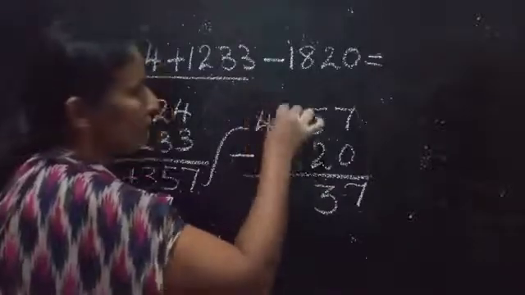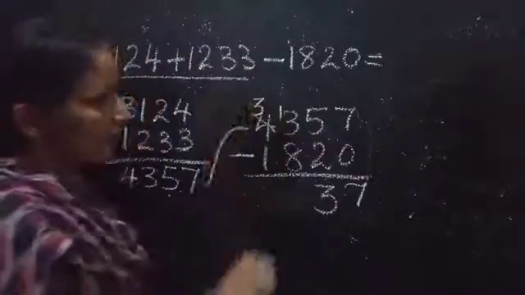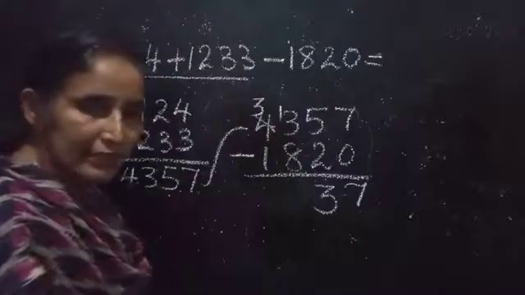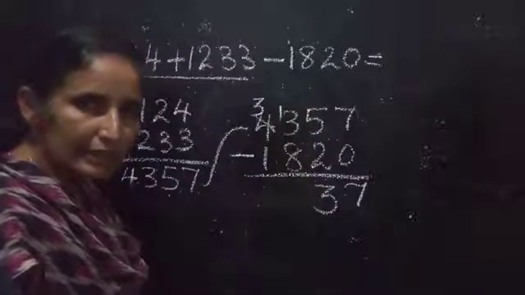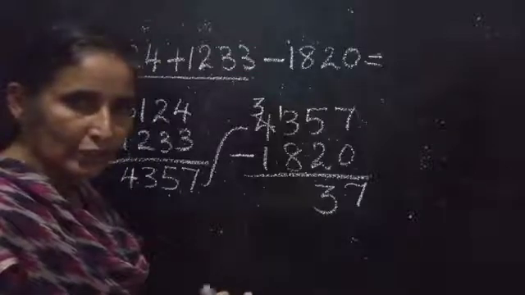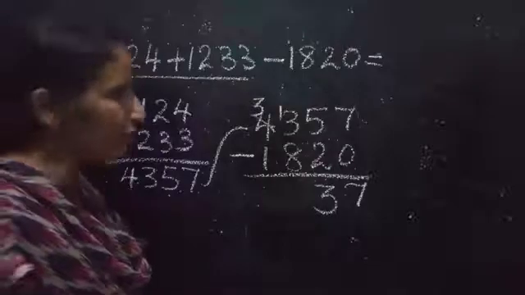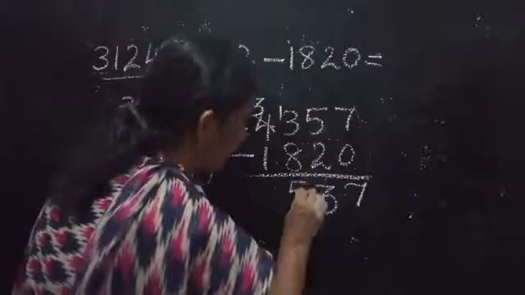Borrow from here, make it 13. Here it will come as 3. 13 minus 8. 8 fingers. Before the number 13 is 12, 11, 10, 9, 8, 7, 6, 5. What is the answer? 5.